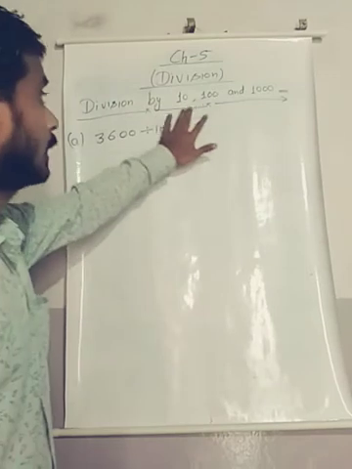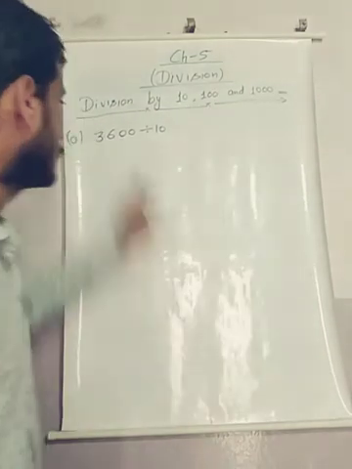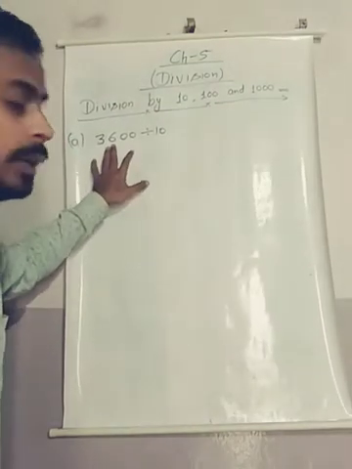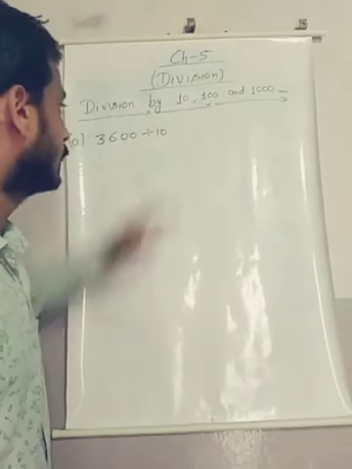I am Ramesh Sharma. Today I am going to start chapter 5, division part 2. Today's topic is division by 10, 100 and 1000. See the first example, divide 3600 by 10.